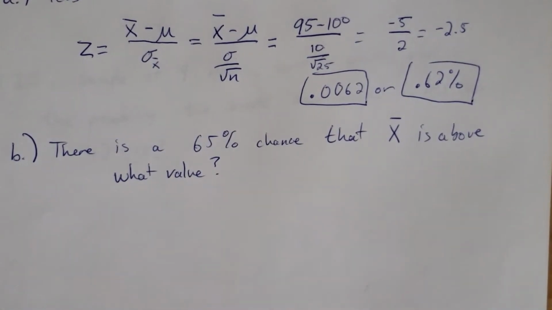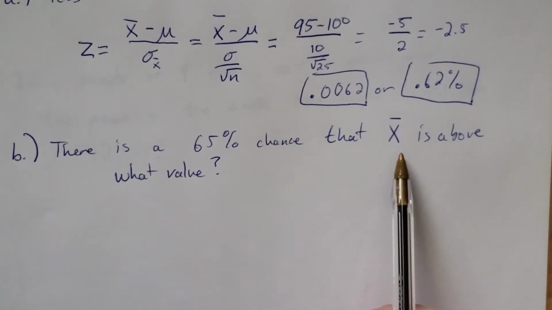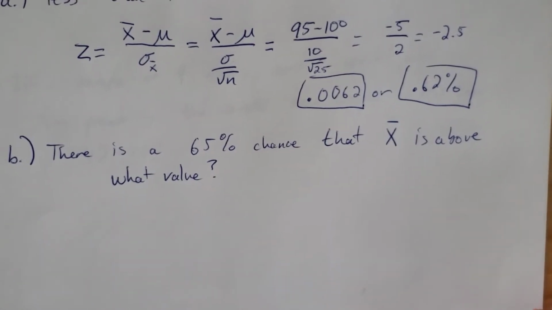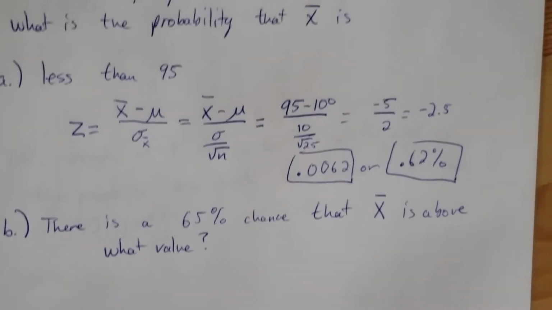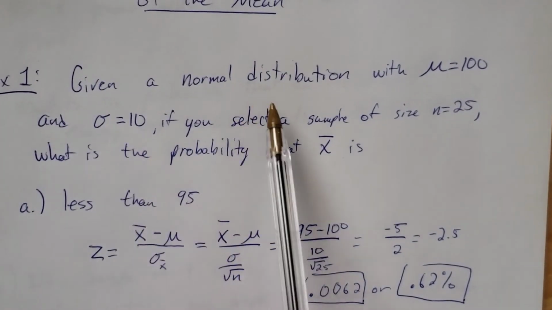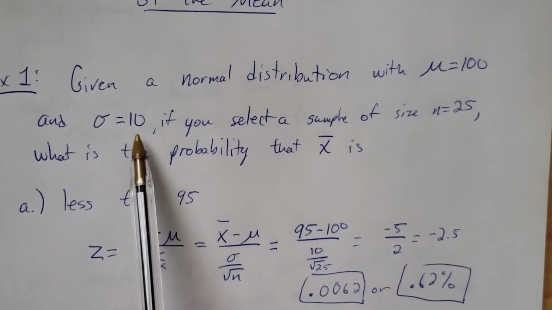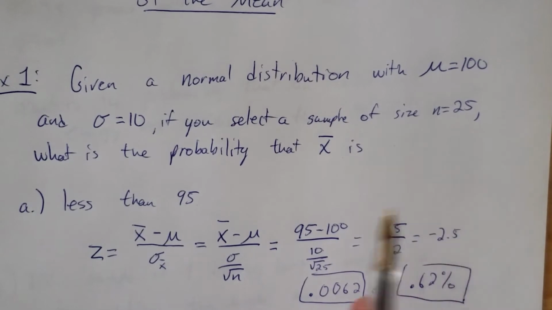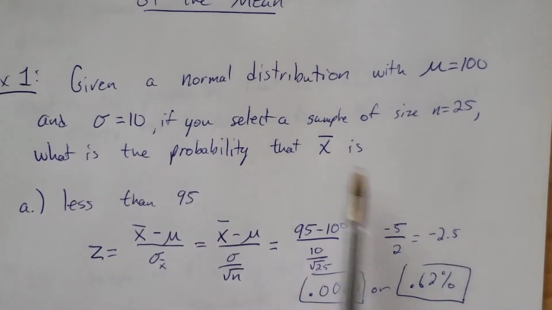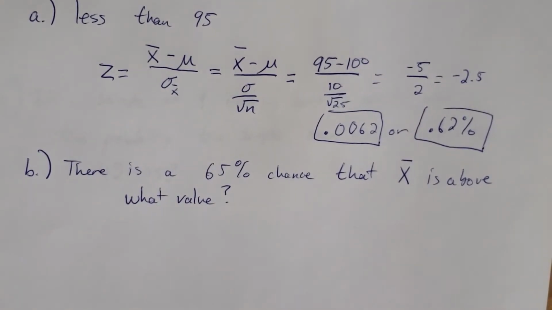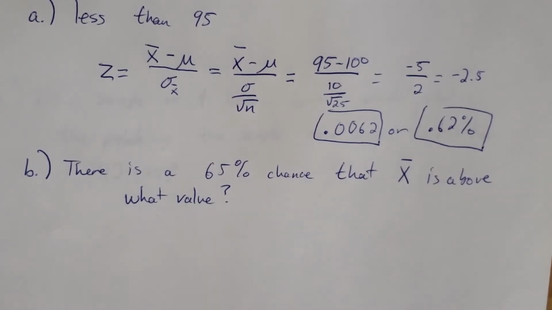Suppose there is a 65% chance of what sample mean occurring, right? So I said that wrong. I'm sorry. Let me rephrase that. Let's go back up here. So we have a normal distribution with a population mean of 100, standard deviation of 10. If we select a sample size of n equals 25, ignore this next part here. And then we want to ask ourselves, there is a 65% chance that the sample mean is above what value?